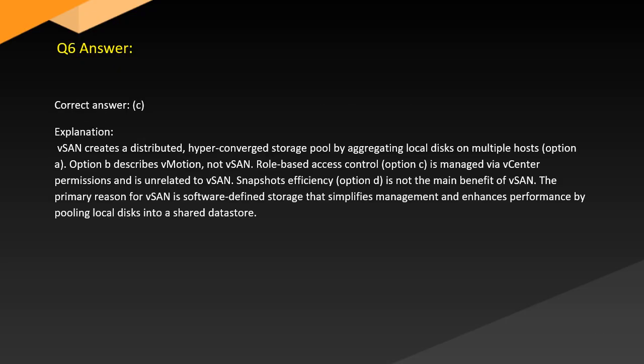Answer. Correct answer, C. Explanation. vSAN creates a distributed, hyper-converged storage pool by aggregating local disks on multiple hosts. Option A. Option B describes vMotion, not vSAN. Role-based access control. Option C is managed via vCenter permissions and is unrelated to vSAN. Snapshots efficiency. Option D is not the main benefit of vSAN. The primary reason for vSAN is software-defined storage that simplifies management and enhances performance by pooling local disks into a shared datastore.